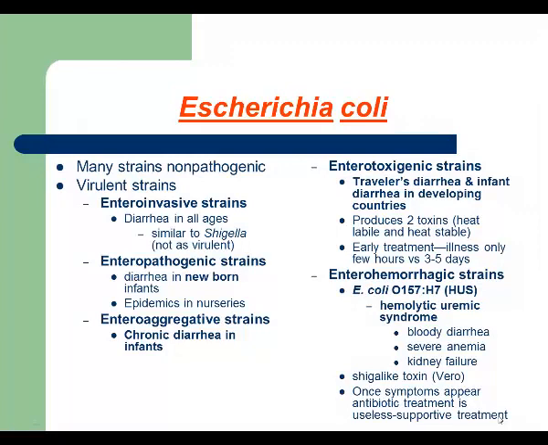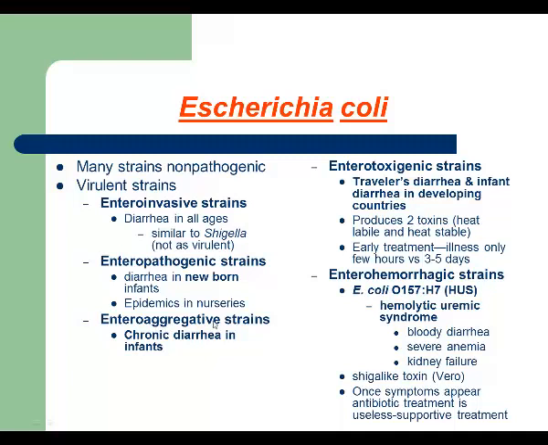Escherichia coli is the next bacterium, and we've been talking about Escherichia coli since the beginning of the semester, and I told you that E. coli is a part of normal biota of humans' GI tract, and it is what we call coliform. But there are some virulent strains as well that actually can cause GI tract infections in humans. A few of those strains are listed on this slide. The first one is enteroinvasive strains, and as you see, they cause diarrhea in all ages. Enteropathogenic strains usually cause diarrhea in newborns and infants.